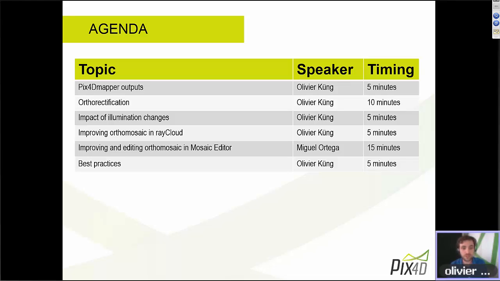We'll talk also a little bit about the impact of the illumination changes in the projects for your orthomosaics. And then we'll show two different tools to improve the orthomosaics and to reduce artifacts in them. The first one is the rayCloud, and the second one will be presented by Miguel, which is the Mosaic Editor, which allows you really to get quite advanced in orthomosaic editing. Finally, we'll conclude with a few tips and best practices on how to obtain the best orthomosaics.